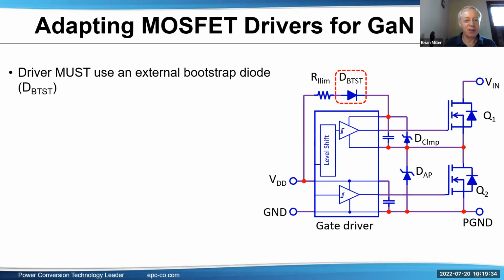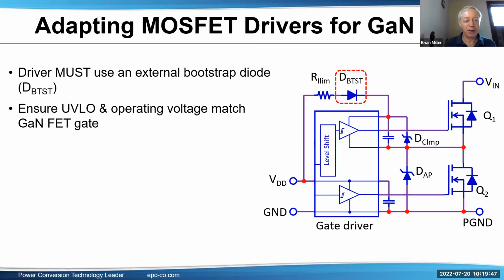First of all, the driver must use an external strap diode. You can maybe get away without, but it's really best. The reason is that you can put a current limiting resistor in series with it. Next, ensure the undervoltage lockout and operating voltage match a GaN gate. To make it really simple, can you do 5-volt gate drive and have a reasonable undervoltage lockout?